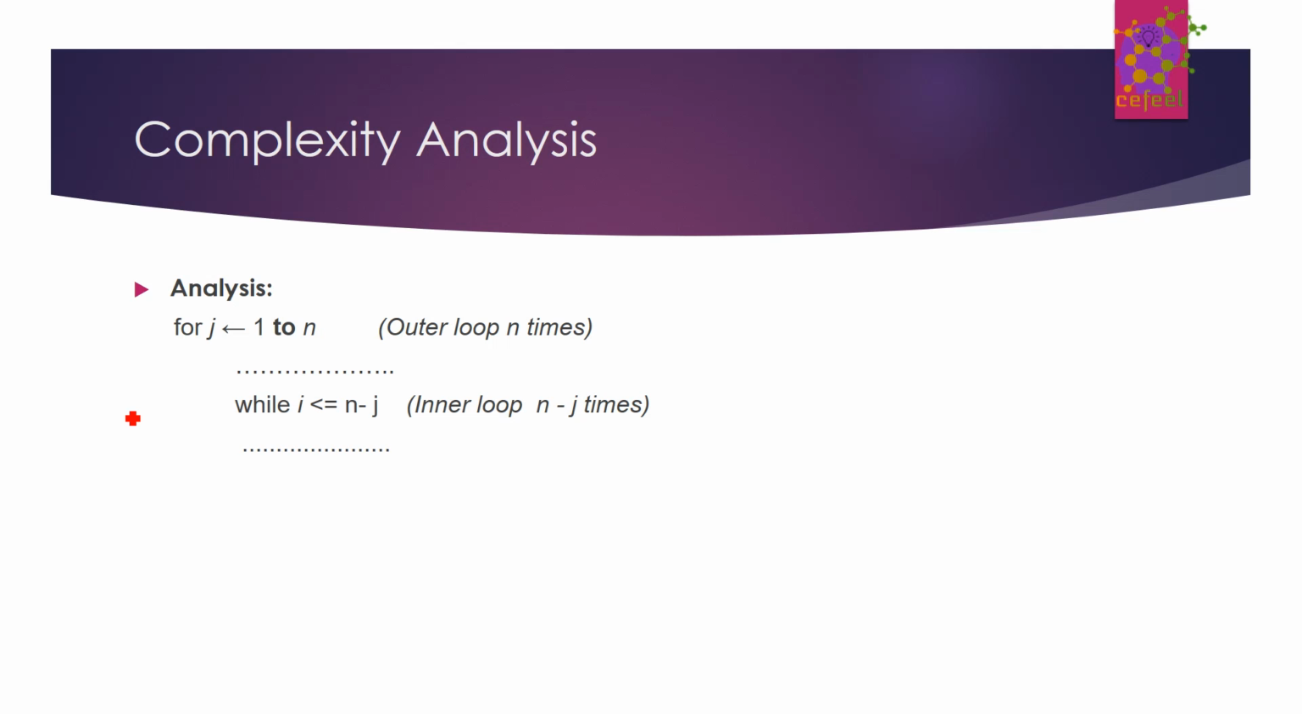We have the outside for loop, which is i equals 1 to n, that runs n times. We have the inner while loop that runs from i equals 1 to i equals n minus j, so roughly about n minus j times. Even if we have the for loop here, which we had in the modified optimized bubble sort, still it will be n minus j times. So basically we have one loop inside of the other. So let's see what happens in an average case.